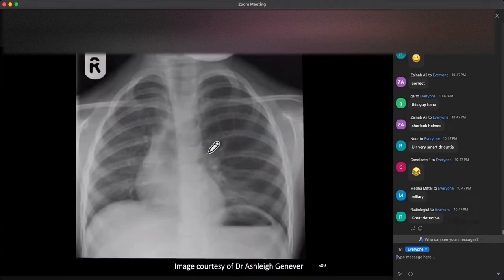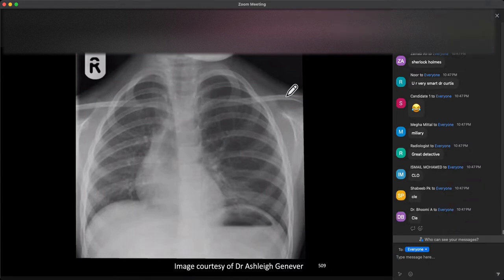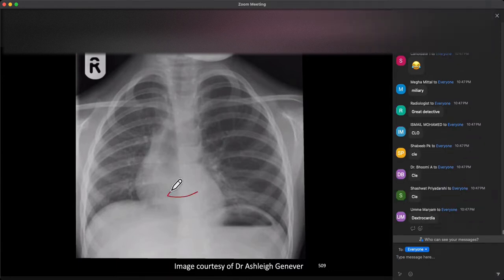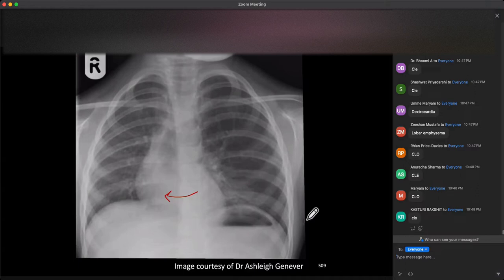Another case from Dr. Ashley Jennifer, for whom I am very grateful. This is a young patient, mediastinal shift to the right, paucity of blood vessels on the left compared to the right, volume expansion. Yeah, congenital lobar emphysema. Congenital lobar emphysema.